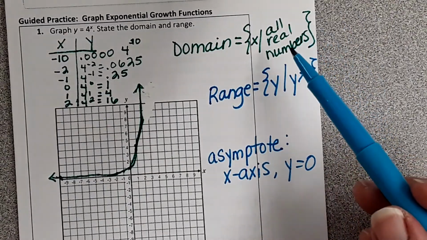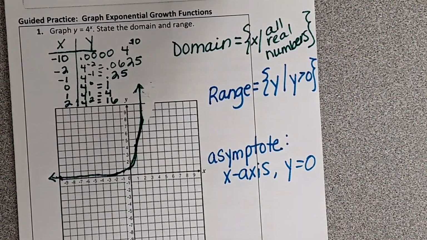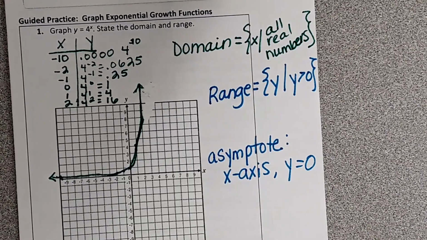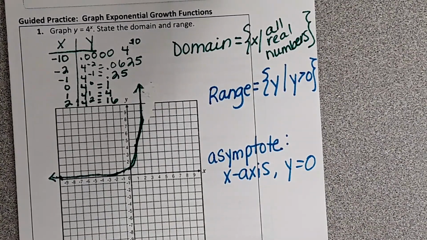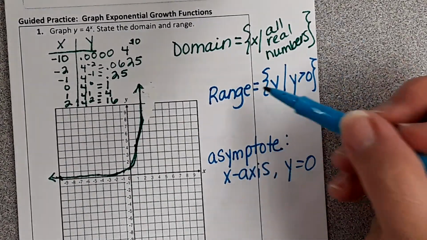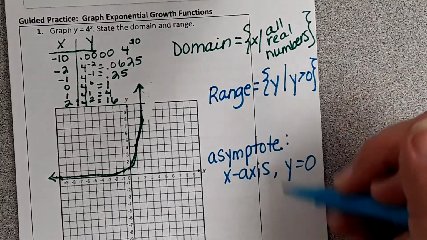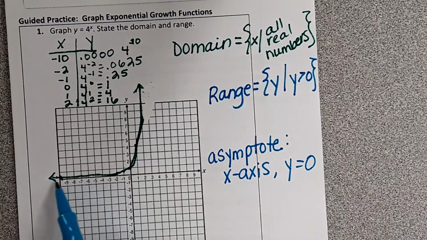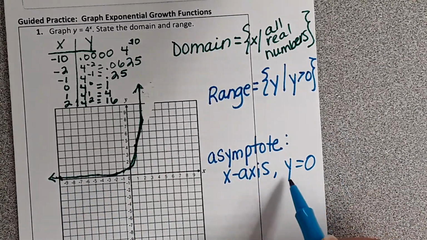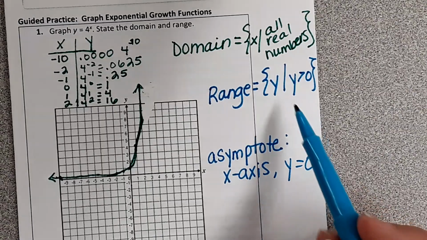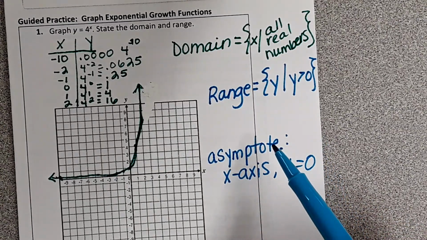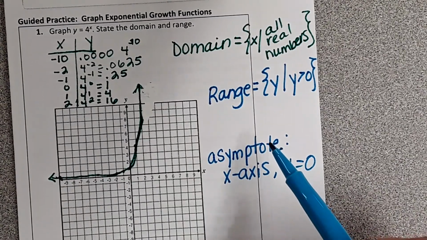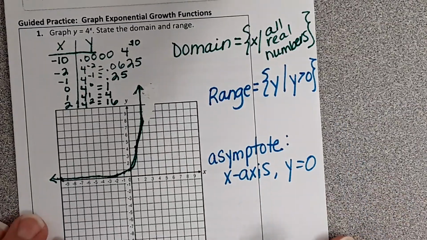So again, domain is always going to be all real numbers because we can pick anything. Your range is going to really depend on what we add or subtract to it. And then our range and our asymptote are related. So it's approaching the x-axis, which is y equals 0. That's how I got that. If you put in negative 20, you're going to get close to 0. You're never going to get a negative number, and that's because 4 is positive. So that's part 1.